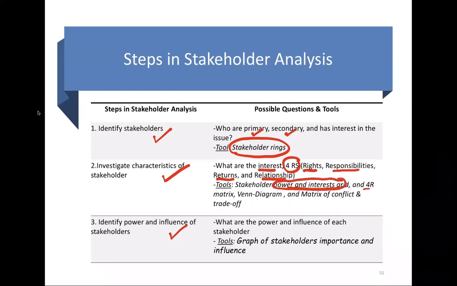You could have the 2x2 matrix, which is identified as the 4R matrix. You could even use the Venn diagram and the matrix of conflict and trade-off. So in today's class, I will talk about the power and interest grid.